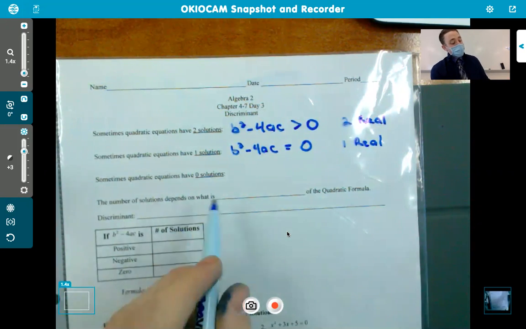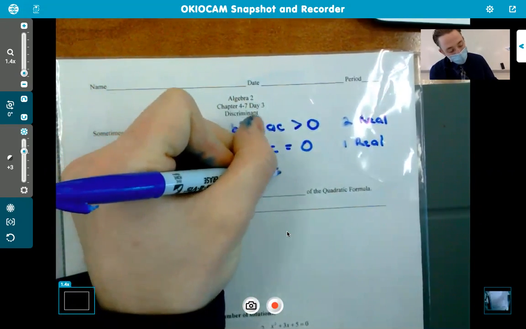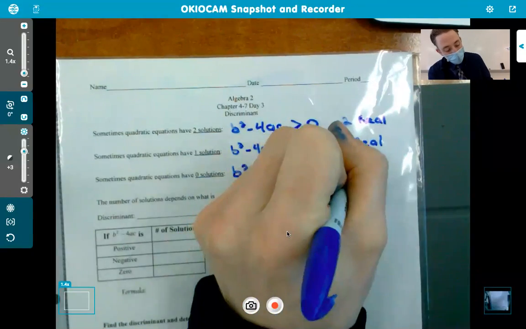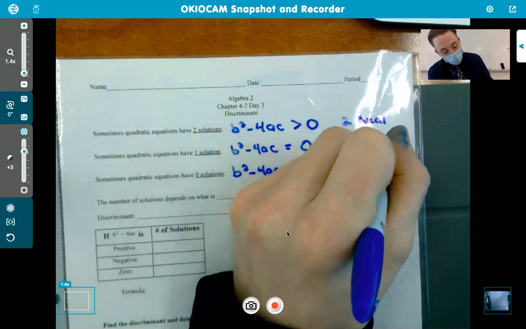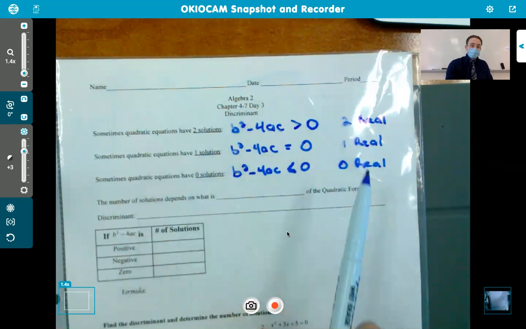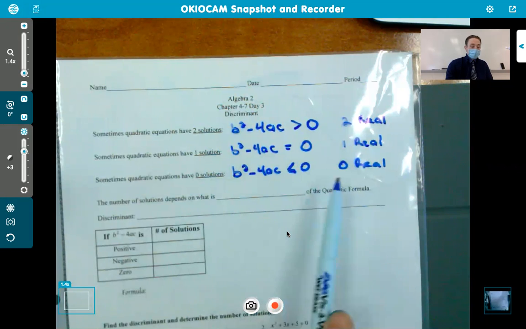And then if we plug in values from that original equation into our discriminant and it is less than 0, we have 0 real solutions. So no solutions. And if we plug in a number and it's less than 0, what kind of number is that? Negative, right? So if it's positive, 2 real solutions. If it equals 0, 1 real solution. And if it's negative, 0 real solutions.